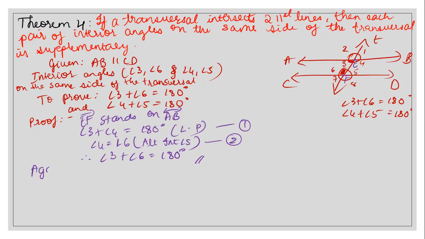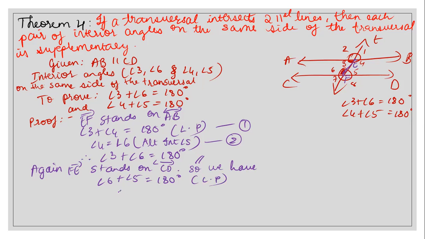Now, again, ray FE stands on line CD. So we have angle 6 plus angle 5 is equal to 180 degrees, again because it's a linear pair. And angle 6 is equal to angle 4, alternate interior angles. So therefore, let's say this is equation 3 and equation 4.